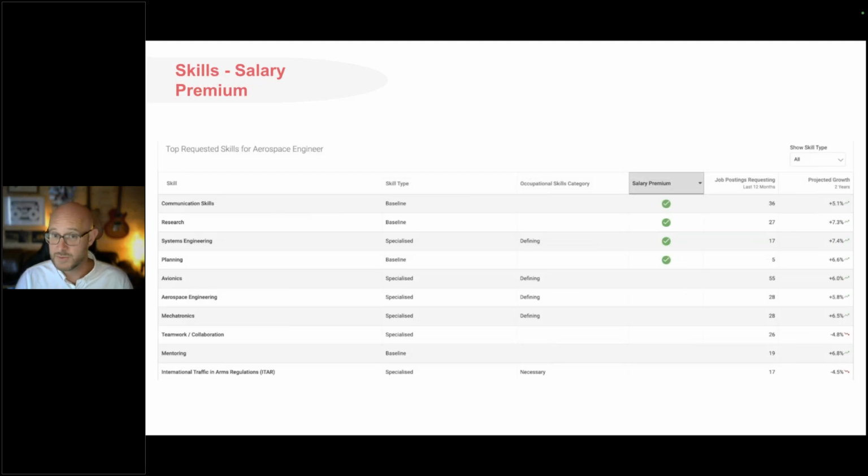Finally, we can also observe which skills draw a salary premium. Salary premiums are a great proxy for shortage of supply in the market. Employers are offering a higher rate of pay if aerospace engineers require systems engineering, planning, research, and communication skills when contrasted against postings that don't request those skills.